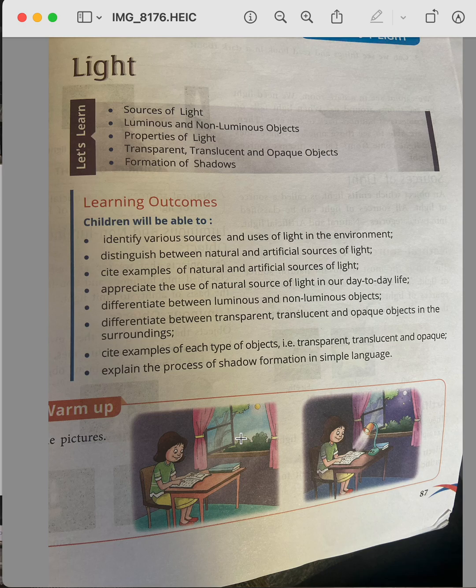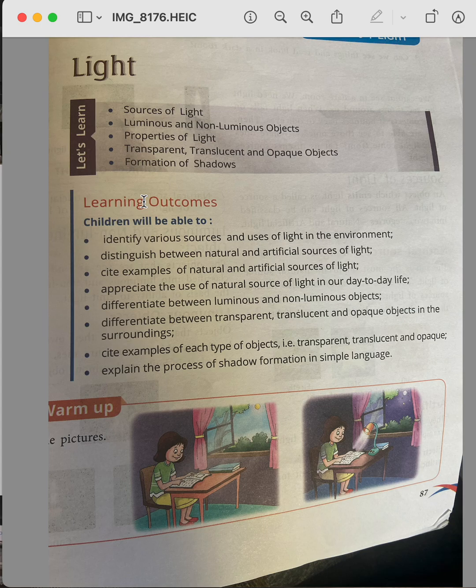Let's look into the chapter today, Light, chapter 9 for 4th Standard ICSE syllabus. And we are going to learn sources of light, luminous and non-luminous objects, properties of light, transparent, translucent and opaque objects, formation of shadows.